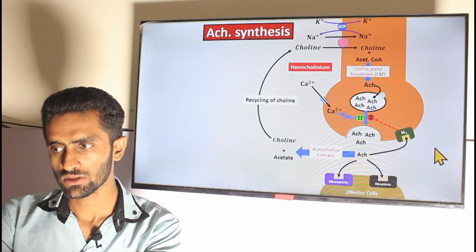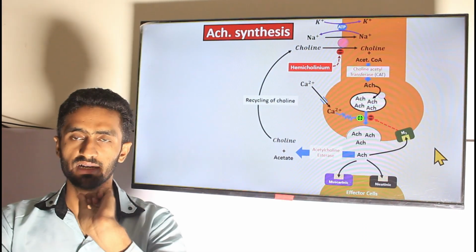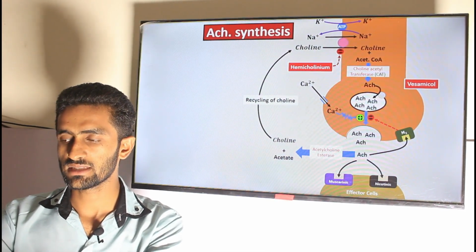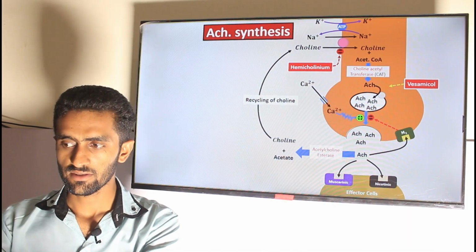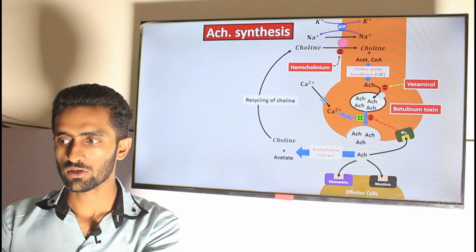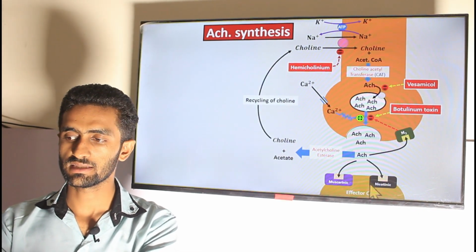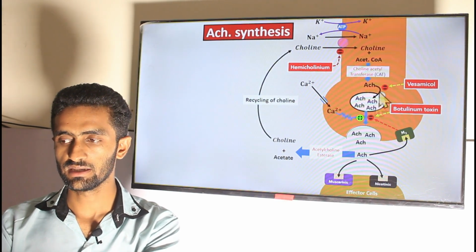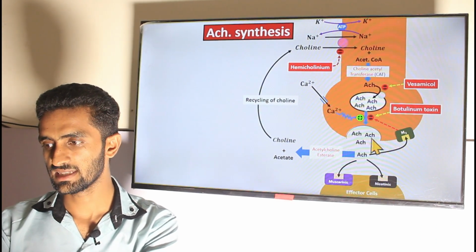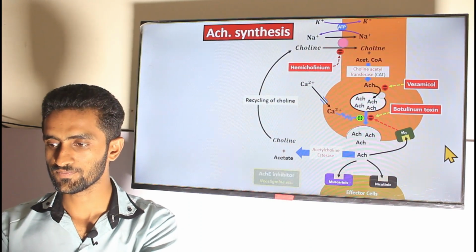So hemicholinium inhibits this first step, the choline uptake, which is the rate limiting step. This first step is rate limiting. And vesamicol is the other drug which inhibits the storage of acetylcholine. Okay, so botulinum toxin inhibits the release of acetylcholine because it interrupts the vesicle binding with the membrane, so there is no release of acetylcholine here.